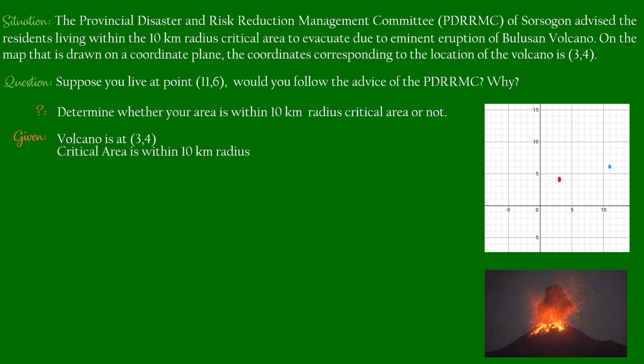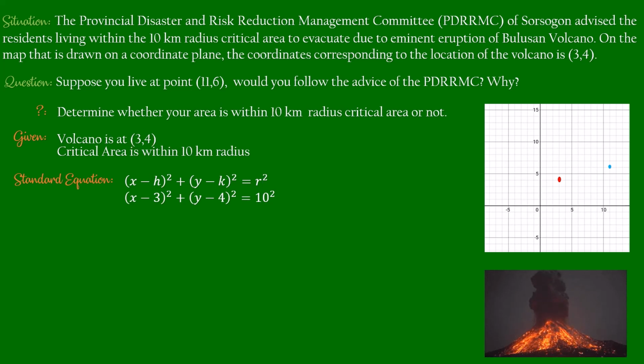Now, to solve this, we will be using the standard equation. The square of x minus h plus the square of y minus k equals r squared. Replace h by 3, k by 4, and r by 10. So our equation is now the square of x minus 3 plus the square of y minus 4 equals 10 squared. Then simplify 10 squared, so we will have the square of x minus 3 plus the square of y minus 4 equals 100.